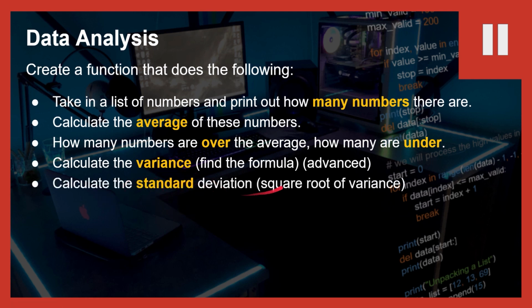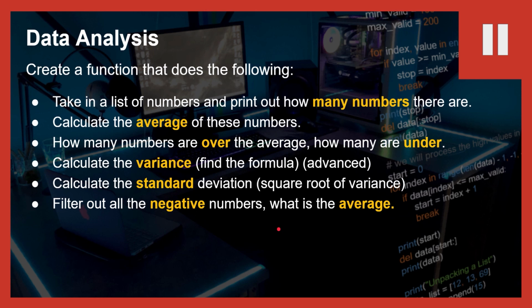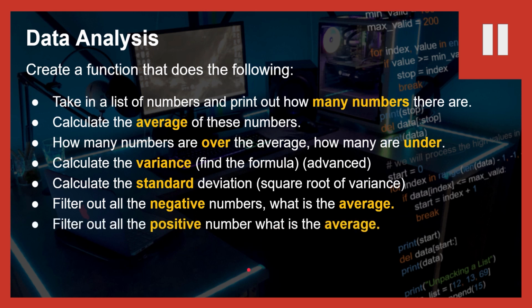The next thing is to calculate the standard deviation, which is going to be the square root of the variance. And again, there are several ways to get the square root of your variance. Filter out all the negative numbers. So what is the average of these negative numbers? Just create a new list where you have all the negative numbers only, calculate the average of that, filter out all the positive numbers and what is the average of that.